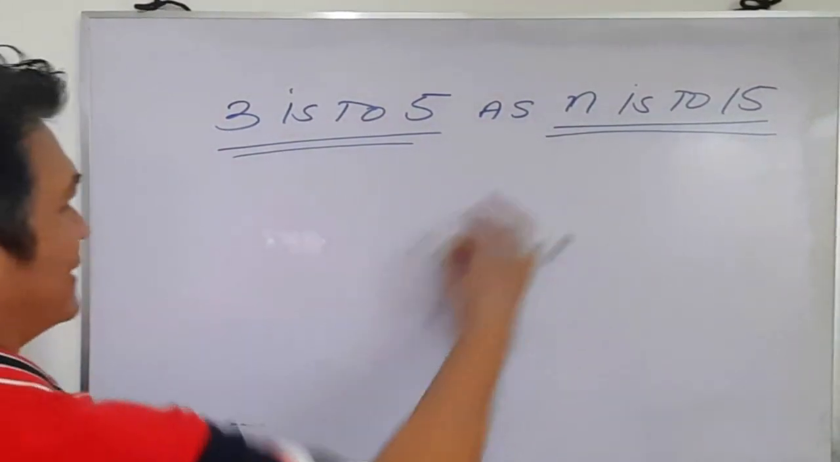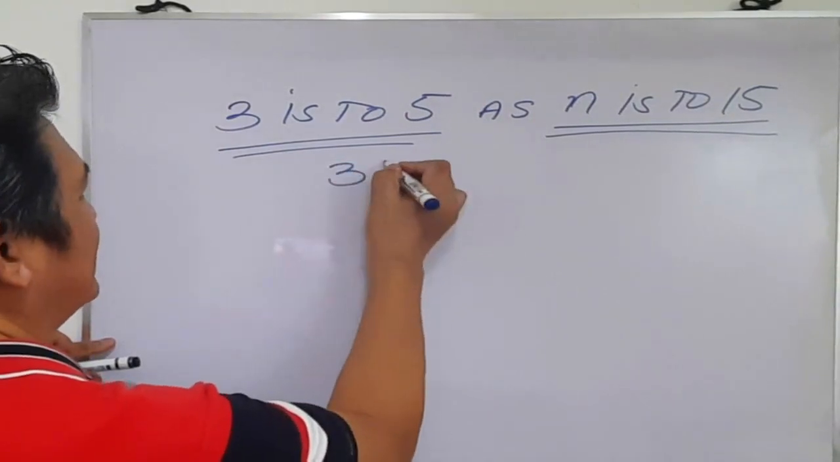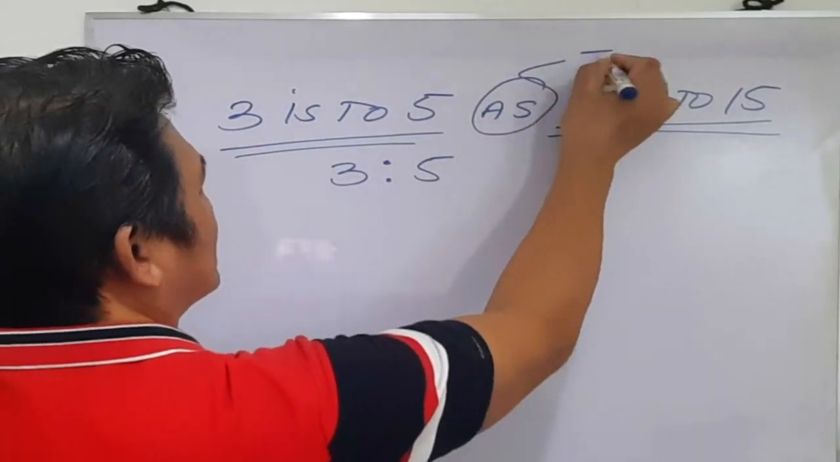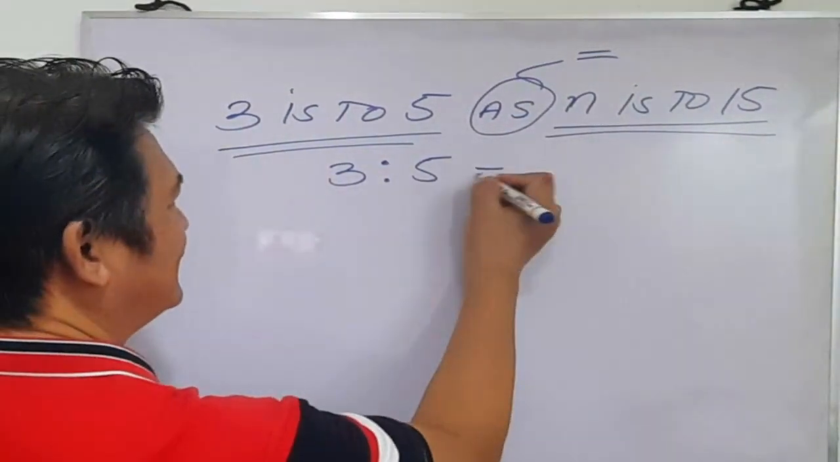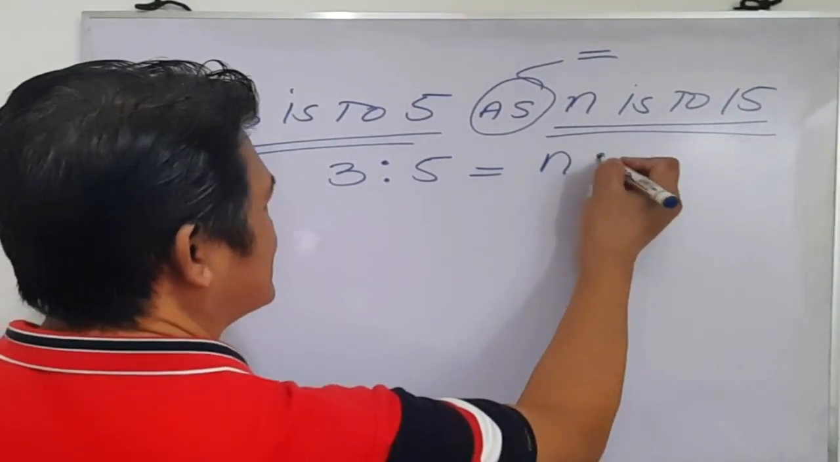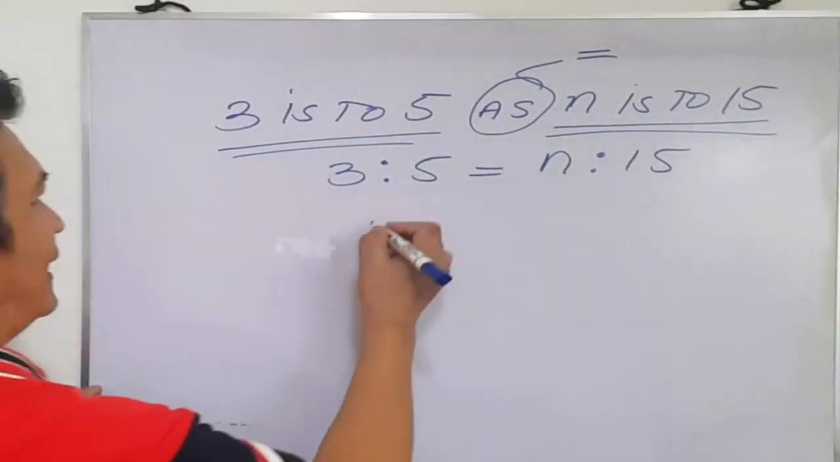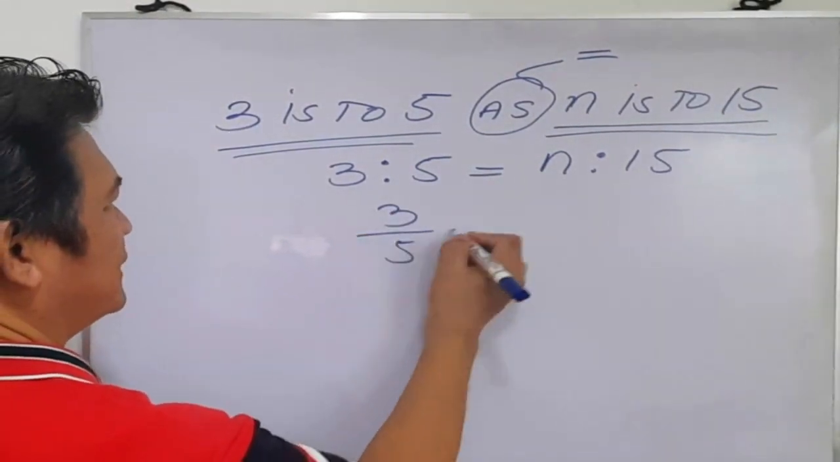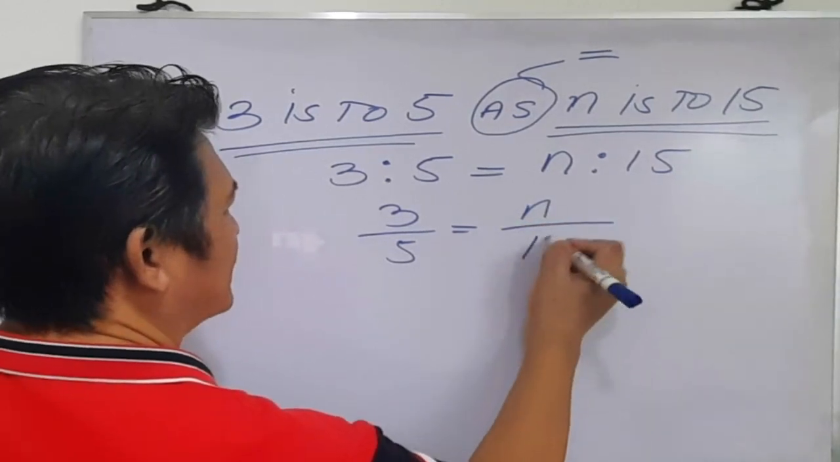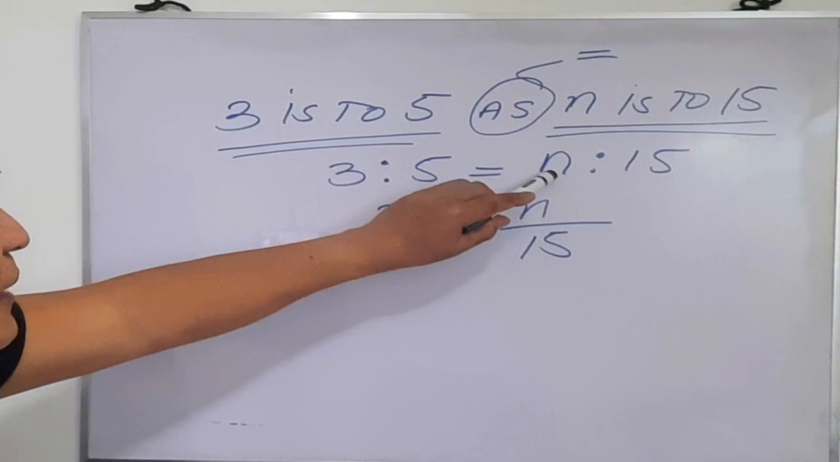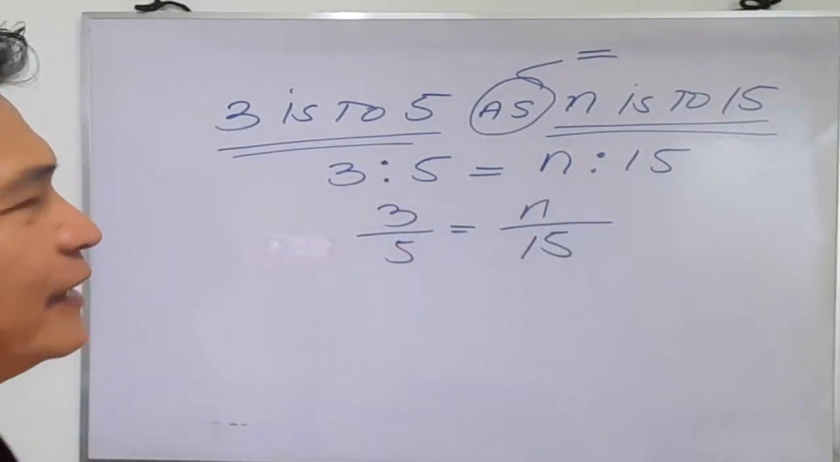So if we are going to write this as a ratio, we have 3 is to 5, and then you change your "as" into an equal sign. That will be equal to n is to 15. Or we express this as 3 is to 5 is equal to n is to 15. You remember that the product of your means is equal to the product of your extremes.